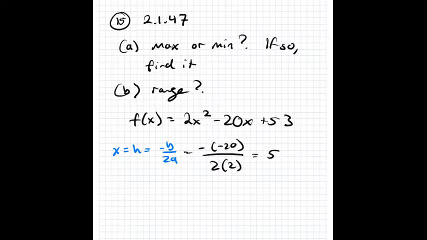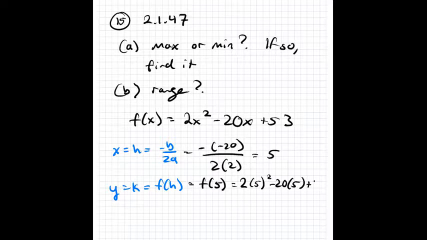So then the minimum value is going to be our y, which is going to be our k. That occurs when we just do f of h. So whatever answer we found, we just pass it through the function. So in this case, we're going to do f of 5. So that's going to be 2 times 5 squared minus 20 times 5 plus 53. 5 squared is 25, so that's going to be 50 minus 100 plus 53. 50 and 53 is 103, so then that's going to be 3.